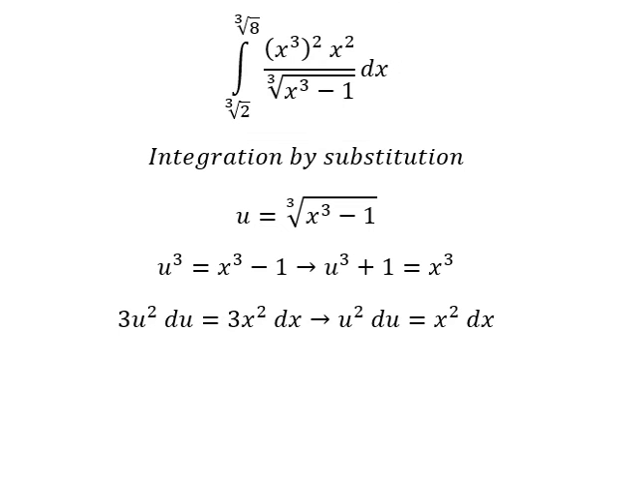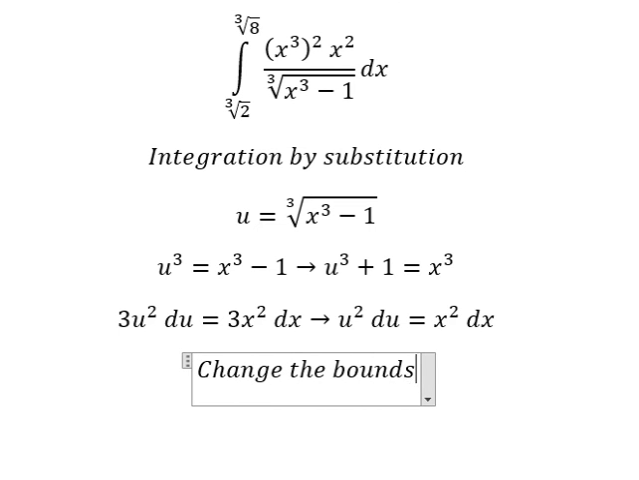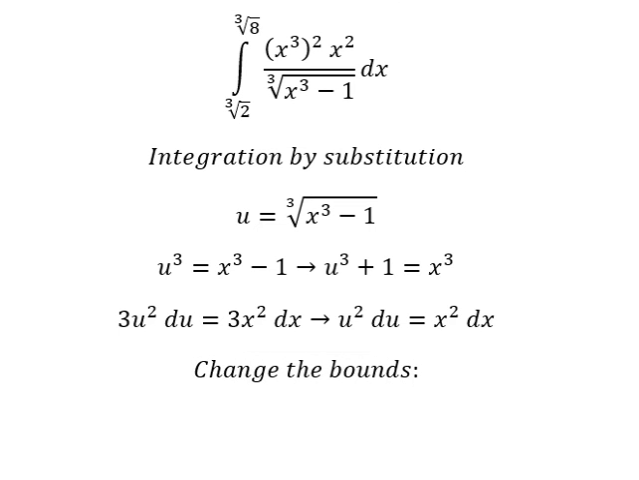Now we need to change the bounds. When s equals to the cubic root of number 2, we put this one go in here. So we have 2 minus 1. After we put the power 3 in here, you got 1. The cubic root of number 1, you got 1 in here.